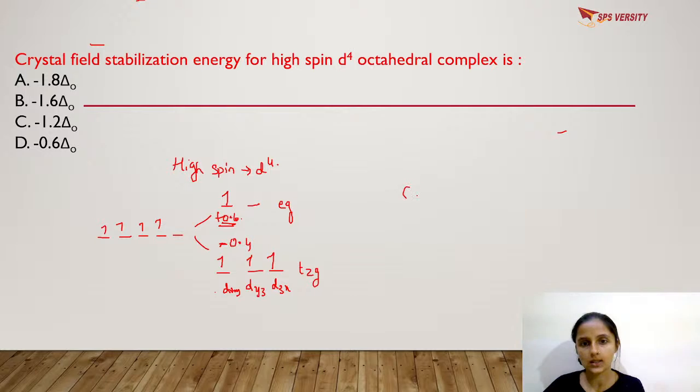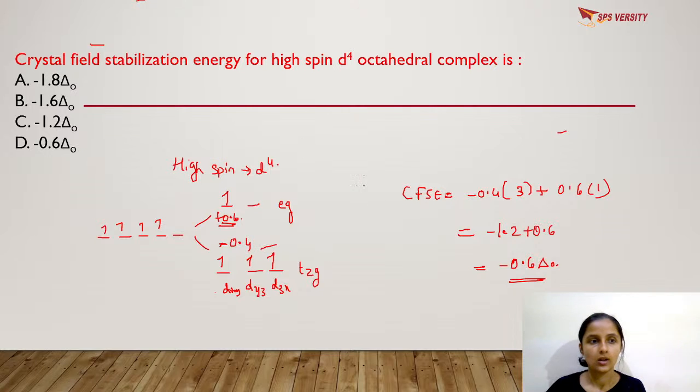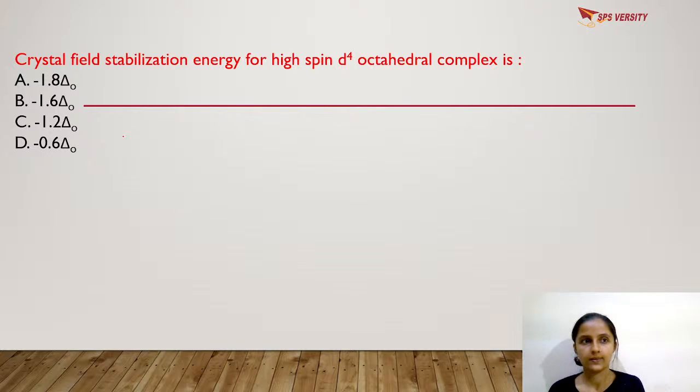So how do you calculate the crystal field stabilization energy? It is equal to minus 0.4 times the number of electrons in t2g, that's 3, plus 0.6 times 1. The correct answer would be the matching option. We'll go to the next one.